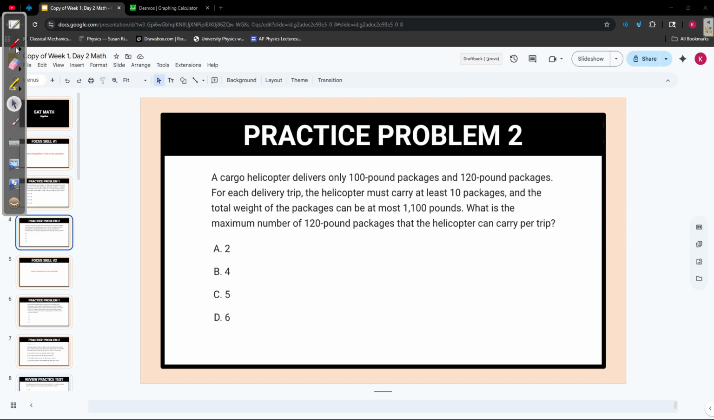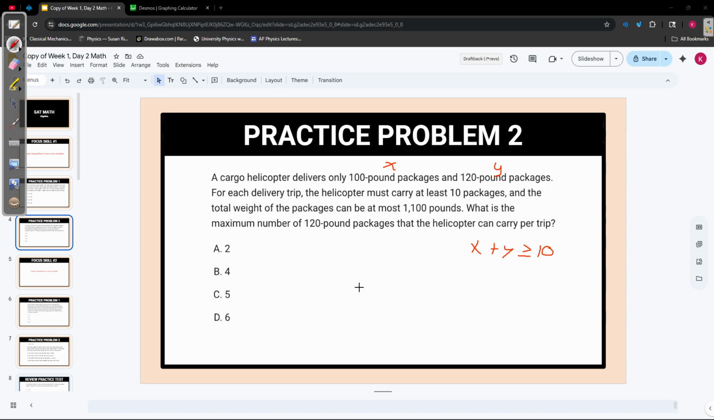It's saying that there's two types of packages, and the helicopter can carry, or has to carry, at least 10 packages. So let's say that our 100-pound packages are called X, and our 120-pound packages are called Y. If the helicopter has to carry at least 10, then you would say X plus Y, which is the total number of packages, is greater than or equal to 10, because X plus Y is the total amount, and it has to be at least 10. So that's what we get there.